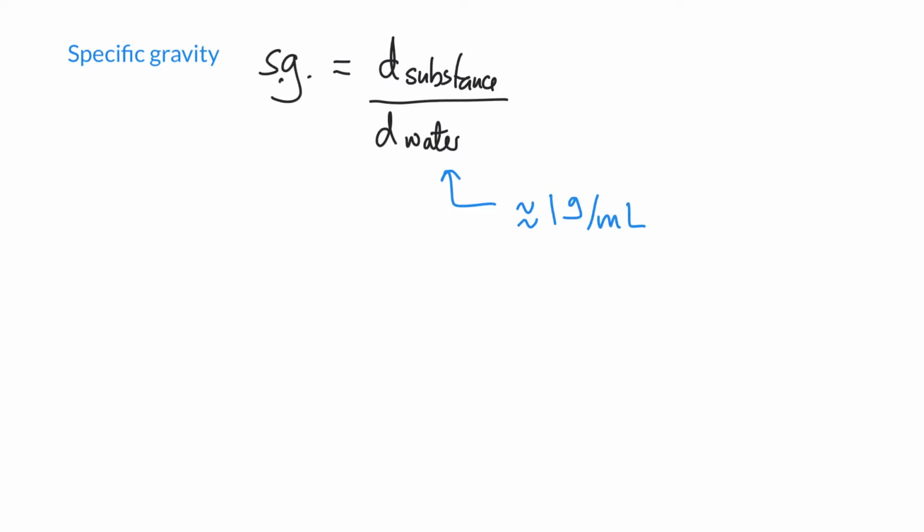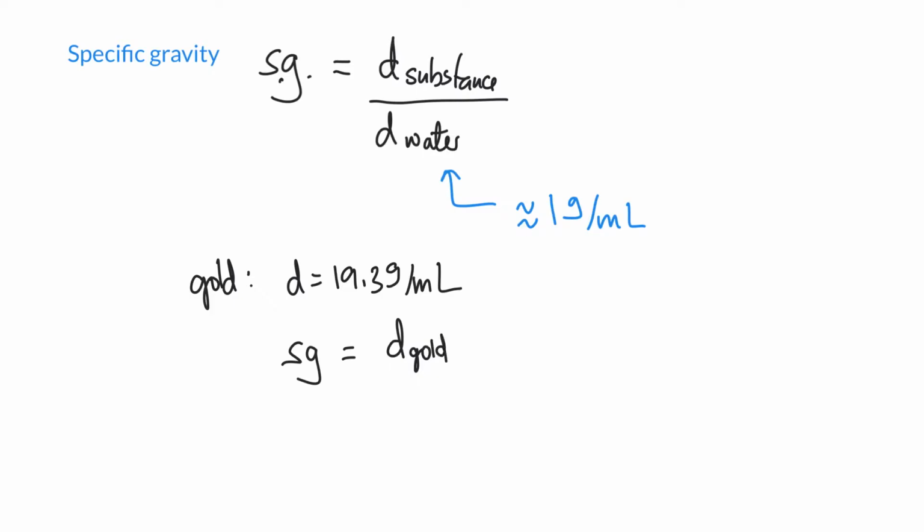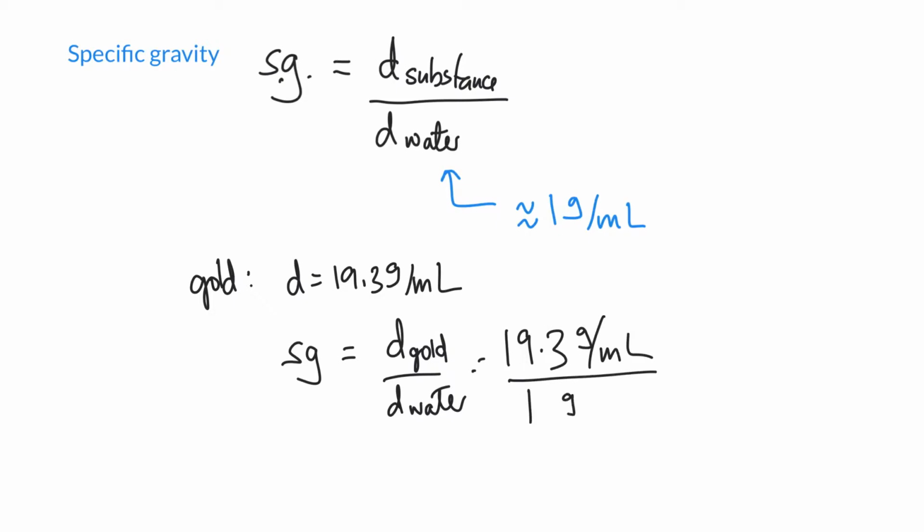So what this ends up being, well, actually, let's go ahead and do a calculation. Let's say you've got some gold. We said the density of gold is 19.3 grams per milliliter. We can calculate the specific gravity of gold by taking the density of gold and dividing it by the density of water. That is 19.3 grams per milliliter divided by 1 gram per milliliter.